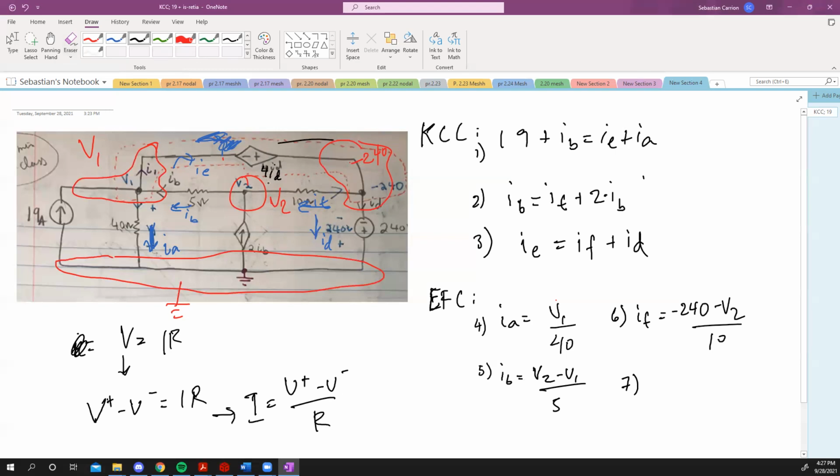Equals 4, yeah, ID. That's why I was like, where were you going with that? Oh, did I say over? The bottom equation you wrote, where you wrote I equals the potential difference of the voltage over R. I was like, wait a minute.